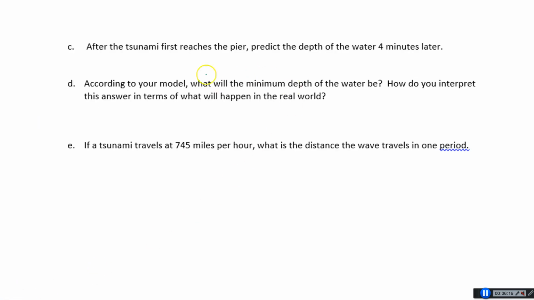All right. So I'm going to put a question mark there. You guys can do that on your own. Just plug 4 into your equation. According to your model, what would the minimum depth of the water be? That would be negative 1 meter. So what does that mean in terms of the context of the problem in the real world? Because it can't really have a negative water depth, right?